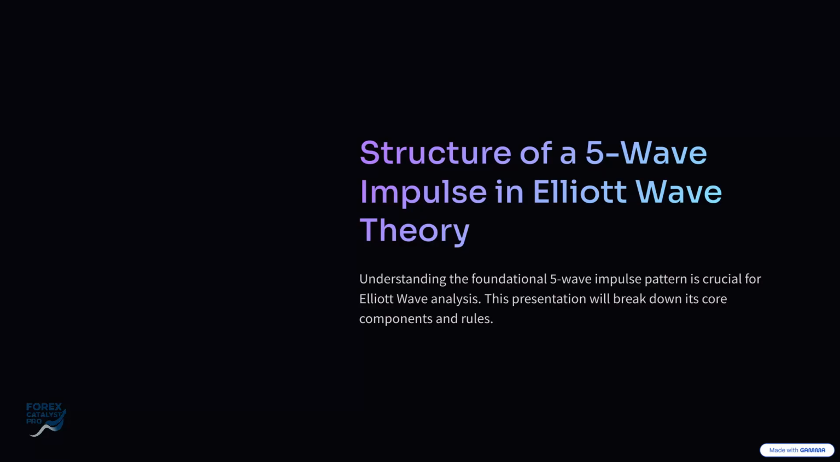Structure of a five-wave impulse in Elliott Wave Theory. The five-wave impulse structure is the backbone of Elliott Wave Theory. It forms the foundation of bullish and bearish market cycles. In this module, we'll break down the impulse into its five waves, explore the rules that govern them, and understand how this structure helps traders identify market direction with greater accuracy.